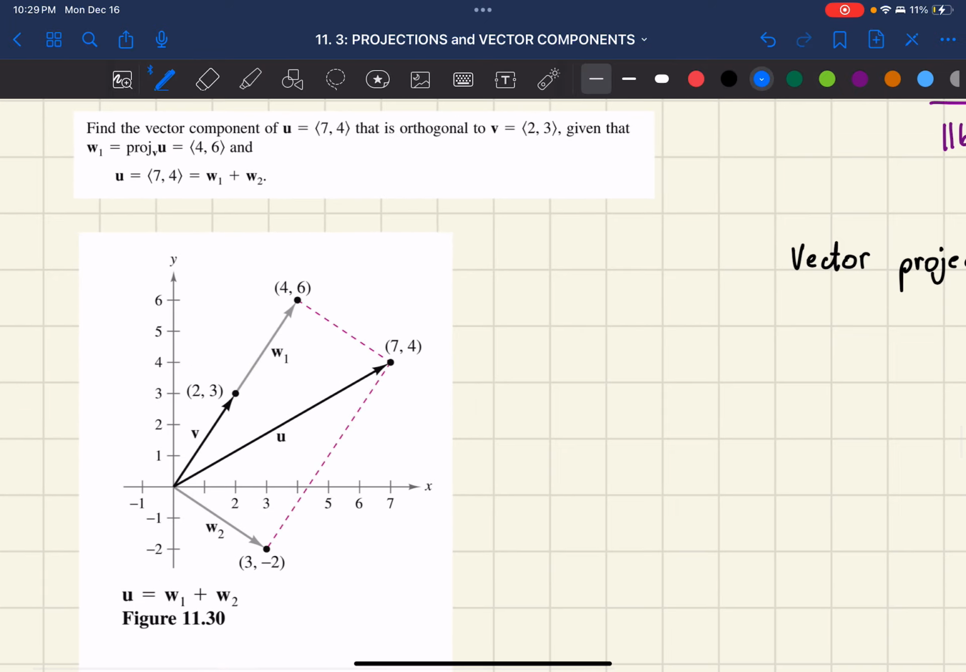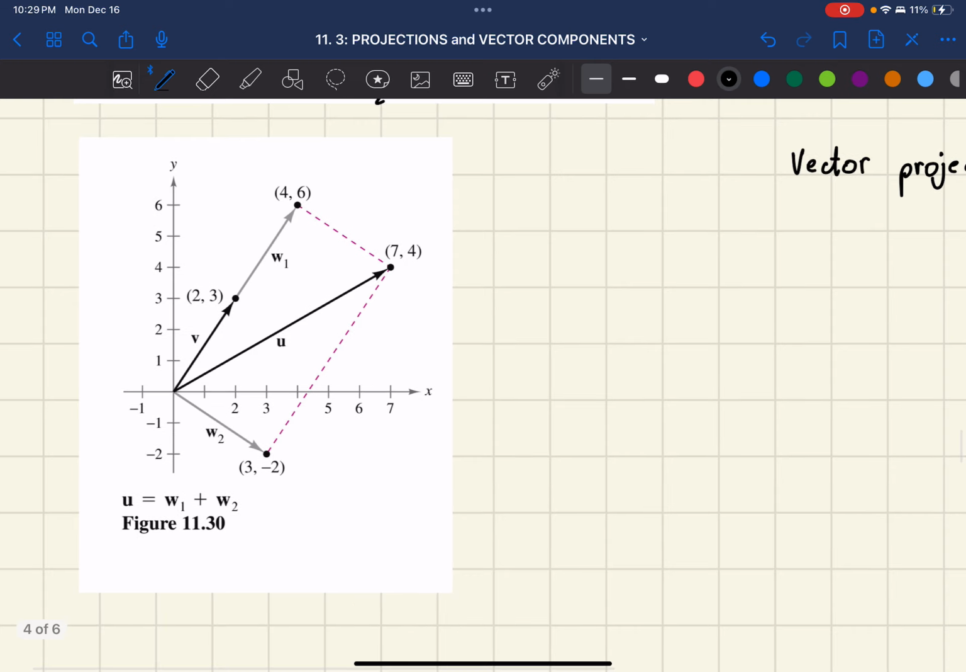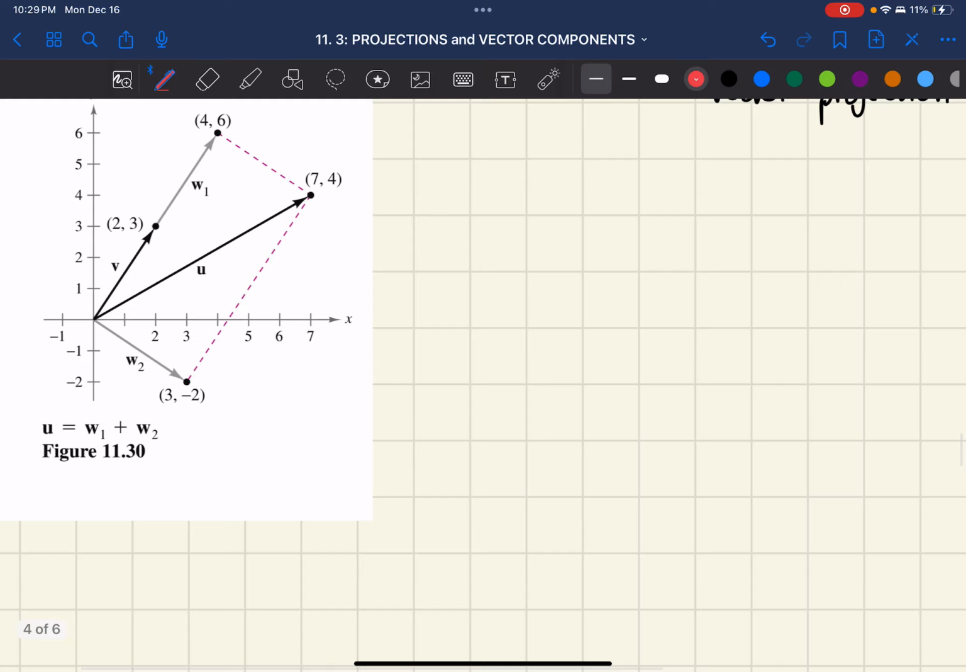All right. Now, with our formulas in hand, we can start looking at problems. The first one is this. We have U, we have V, we have the first projection, aka the projection along V. We need to find W2, or again, the orthogonal component, or the vector component of U orthogonal to V. Now, how are we going to go about this? Well, it's quite straightforward.